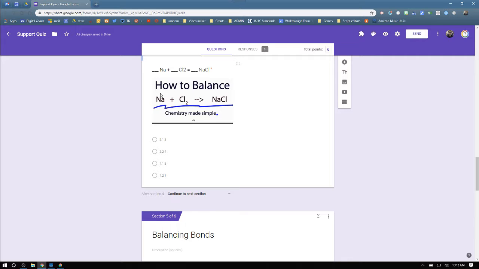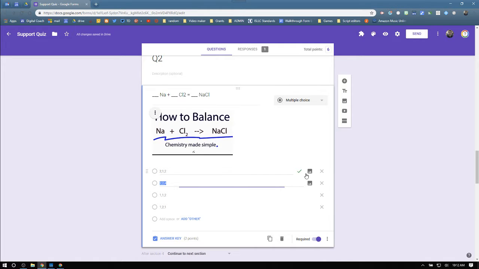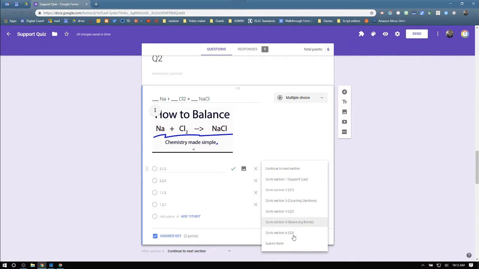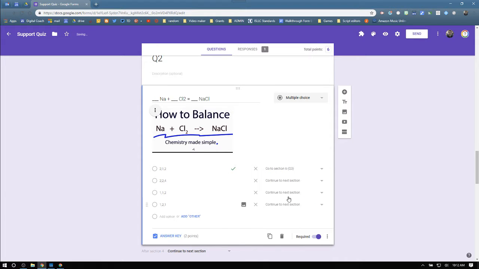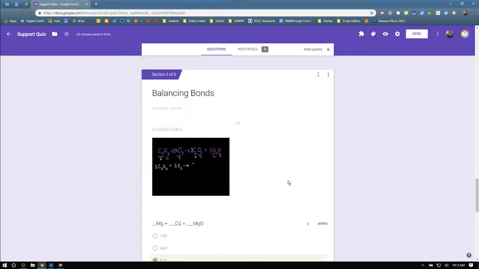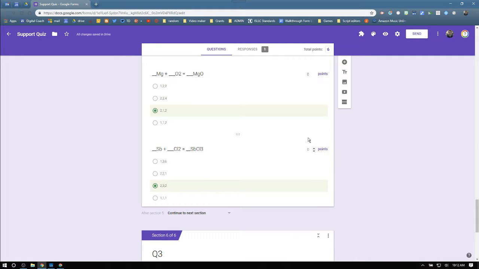Same thing again, I've dropped in a little picture. I couldn't get the subtext to actually go in, so I dropped in a picture so they would have it. On this question, it's worth 2 points, but if they get it wrong, I want to control where they go. If they get it right, we'll go to question number 3. If they get it wrong, I want them to understand how to balance the bonds, so we have those questions in there. Once again, I've got a support video, and each of these questions is worth 0 points.